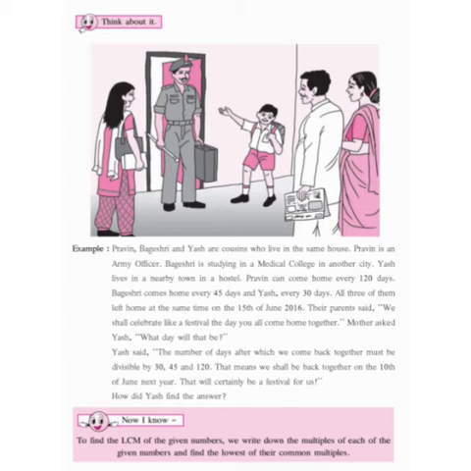How did Yash find the answer? Now I know, he found the LCM of the given numbers. We write down the multiples of each of the given numbers and find the lowest of their common multiples. Now let us start solving practice set 25.